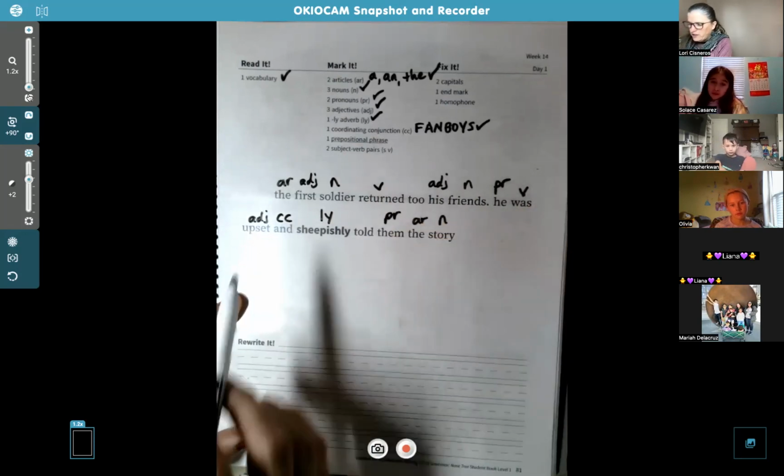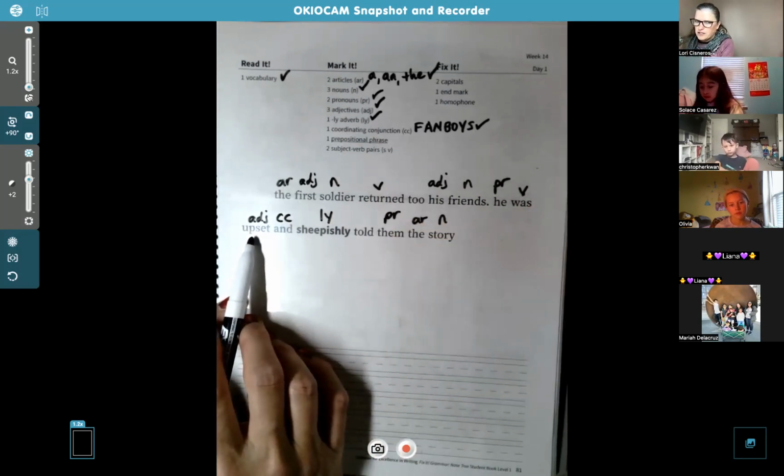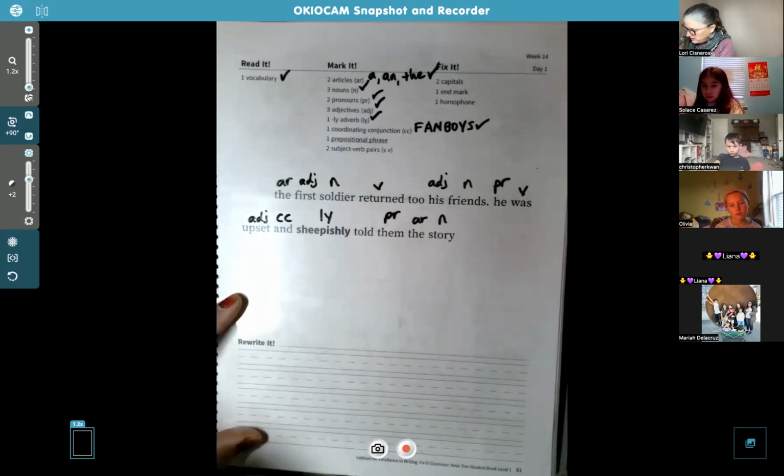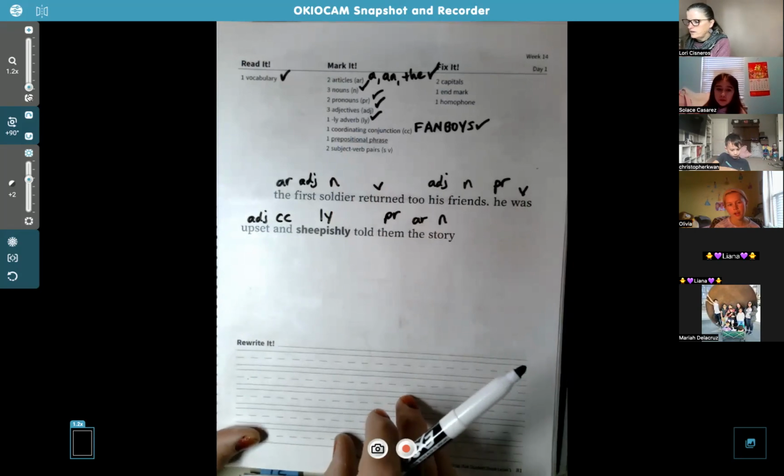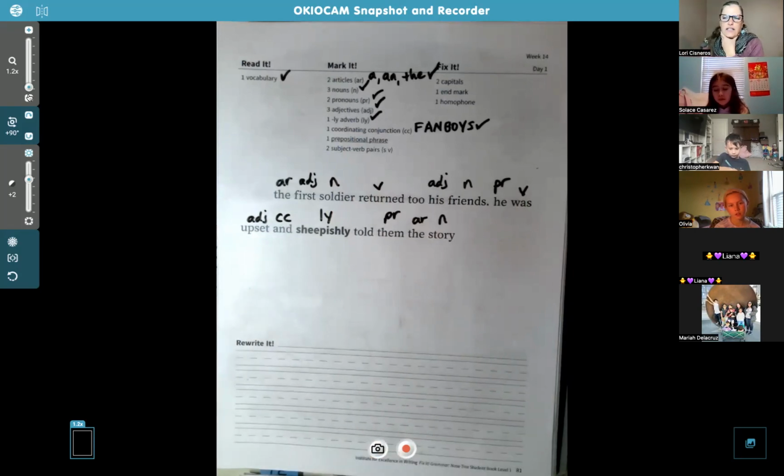Upset is actually an adjective. We already labeled that one as an adjective. It's describing a feeling. So there's one more though. See the other verb? But there's only 2 subject-verb pairs. Yeah, I know that's a little tricky. So basically there's 2 subjects, but there's more than 2 verbs, because sometimes there's 2 verbs that go with the same subject. And that's the case here.